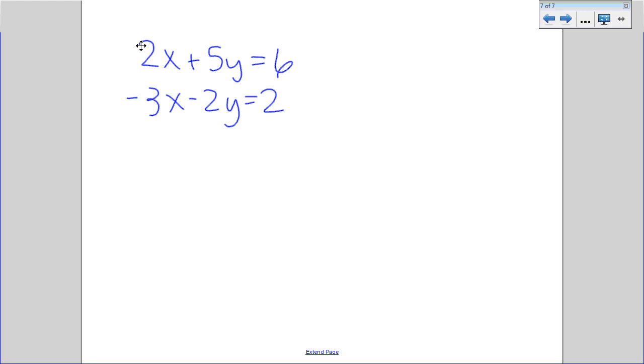So do I want to make my x's match or do I want to make my y's match? There's no right or wrong answer. But which one of these are smaller, x's or y's? X's. So I'm going to make my x's match. Let's use some good English here. What number do both 2 and 3 divide into? 6. So I am going to create a positive 6x, and I'm going to create a negative 6x.